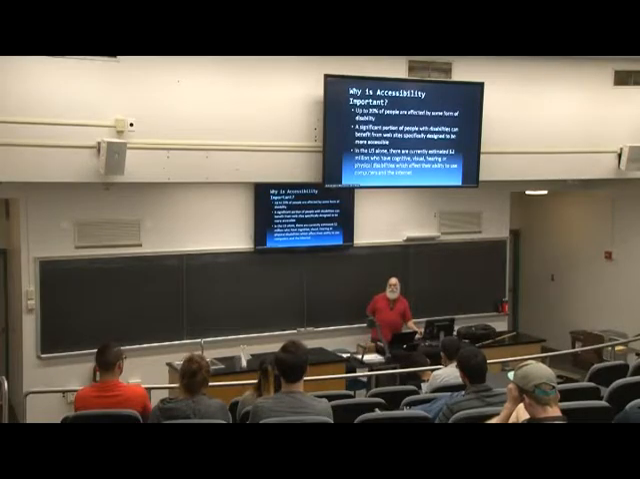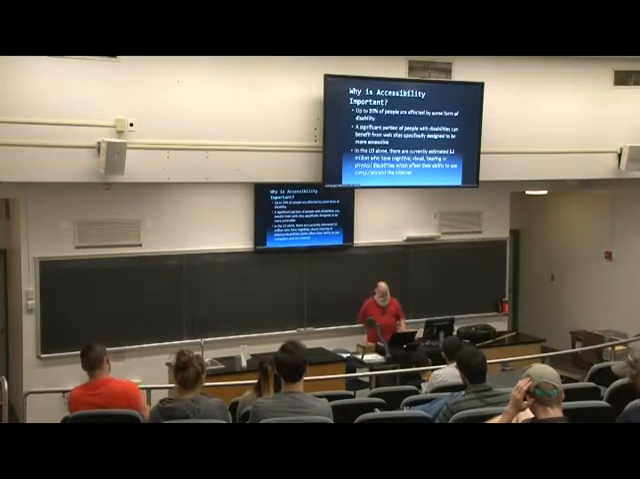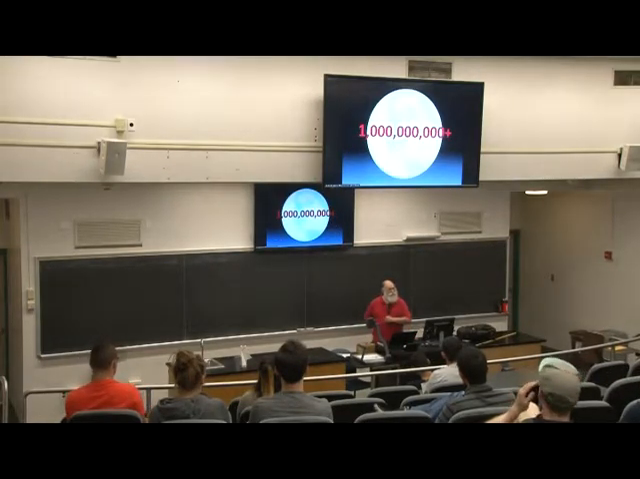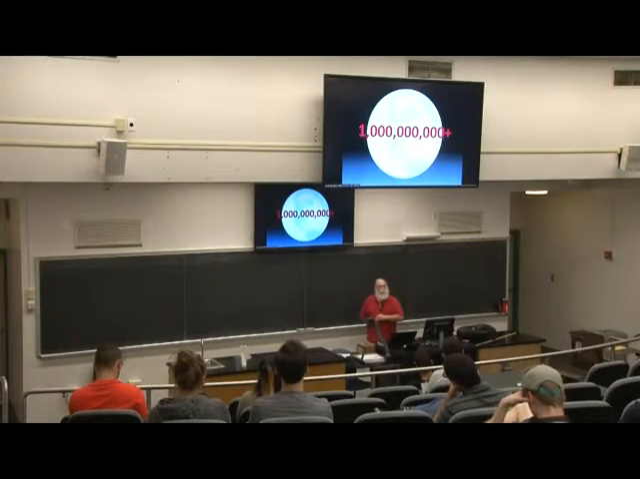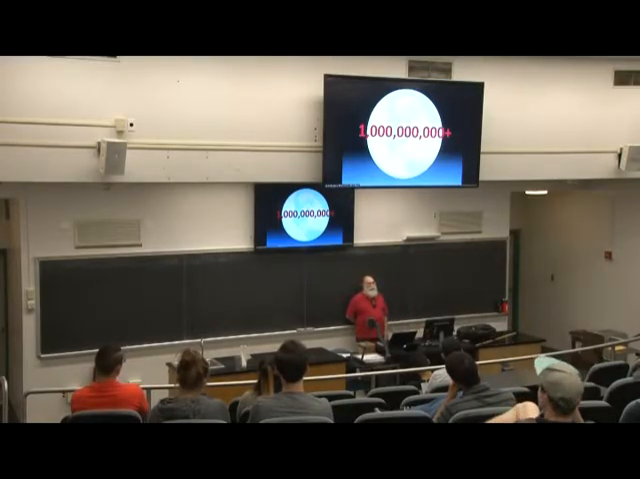In this country alone, there are over 52 million people with some form of disability. That means that on the planet, there are over 1 billion. Now, that's a significant number, even 52 million. If you're designing a website, how would you like to immediately gain access to another 52 million people to see what you're doing on that website?